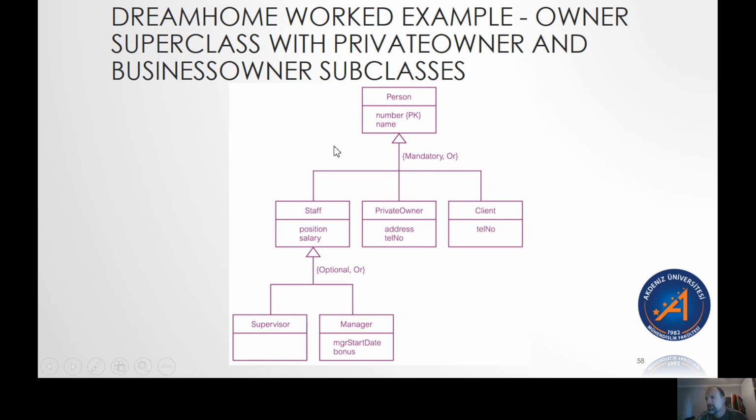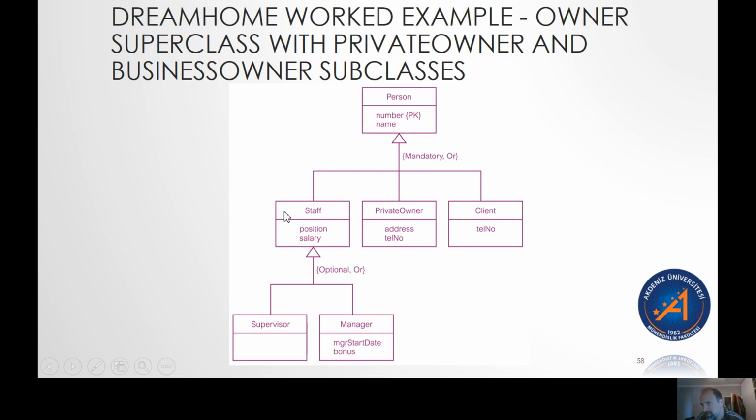Now, if a person exists in our database, they must be one of these things, or they can only be one of these things. So if a person is a staff person, they cannot be a private owner or a client in our database. And this probably should have been owner actually, but anyway, it's fine. If an owner exists, they cannot be a staff or a client. If a client exists, they cannot be a staff or an owner. They can only be one of these things.